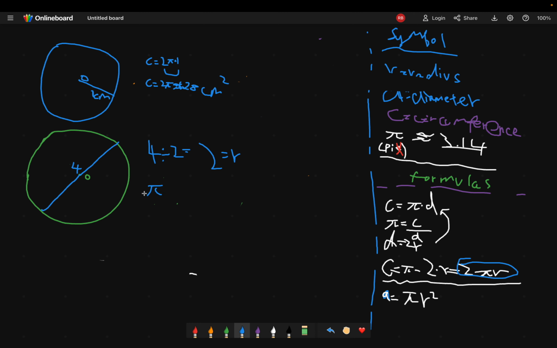So area equals pi times 2 squared. I'm going to put that in parentheses. You don't have to, but that's where we are. Area equals pi times 4. It's approximately 12.56, but I'm just going to leave it at 4 pi units. And okay, well, there you go. You know the radius, diameter, pi, area, circumference.